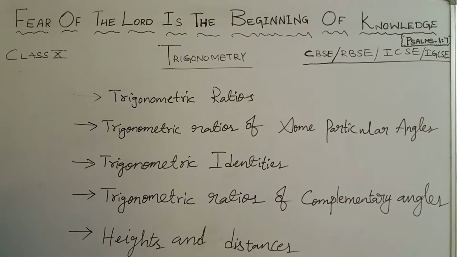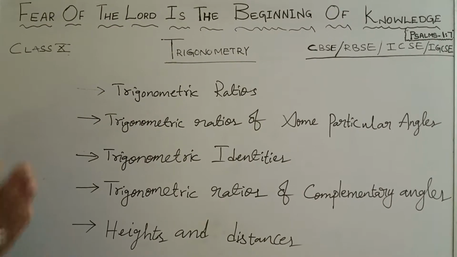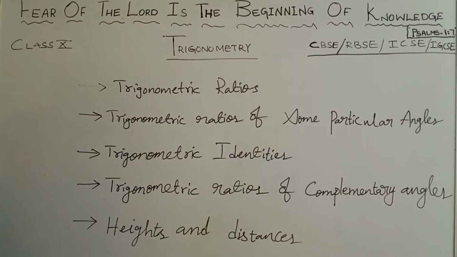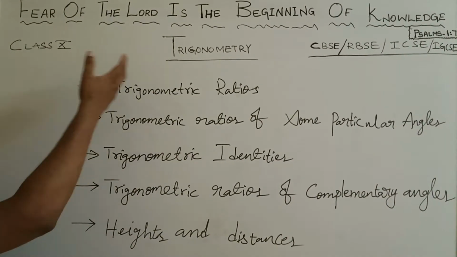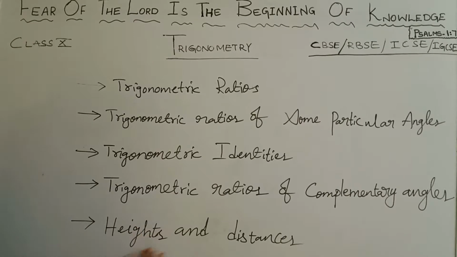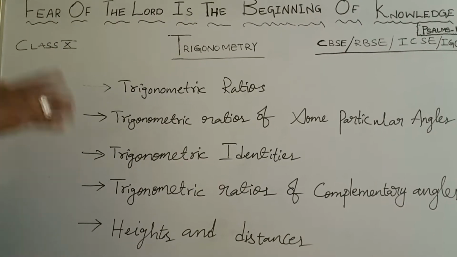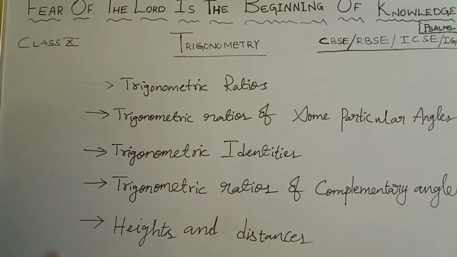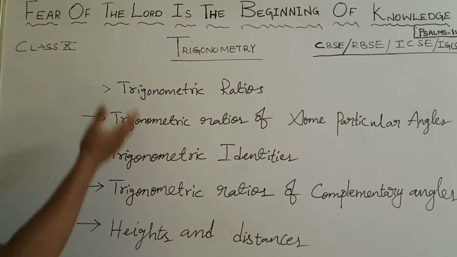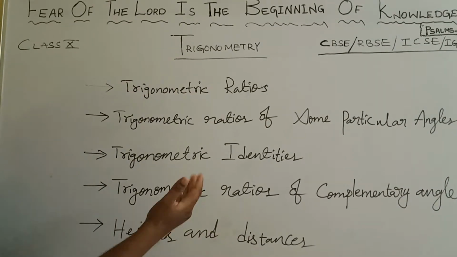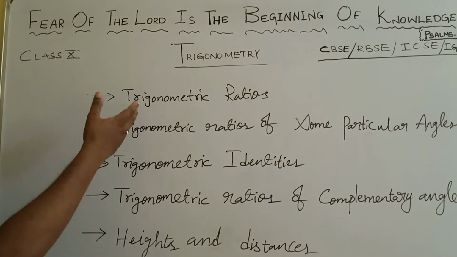Trigonometric ratios of complementary angles means sin of 90 minus theta how much, cos of 90 minus theta how much, tan of 90 minus theta how much, and so on. Okay. Then last and final, applications of this trigonometry, that is nothing but heights and distances. So how to find the height of a pole, height of a wall, height of the mountain, height of the tree, and so on by using the trigonometric ratios. And the distance between two objects, how can we find by using this trigonometry?